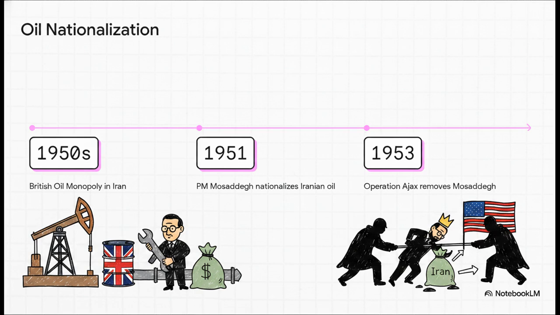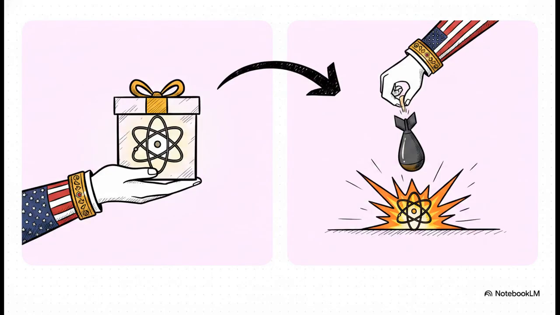So in 1951, Iranian Prime Minister Mossadegh steps up and decides to nationalize the oil, aiming to keep those profits for his own people. Well, fearing a loss of control and, of course, creeping Soviet influence, the CIA and MI6 step in. In 1953, they orchestrate Operation Ajax, effectively removing Mossadegh and installing the Shah, making Iran a fiercely US-aligned state.